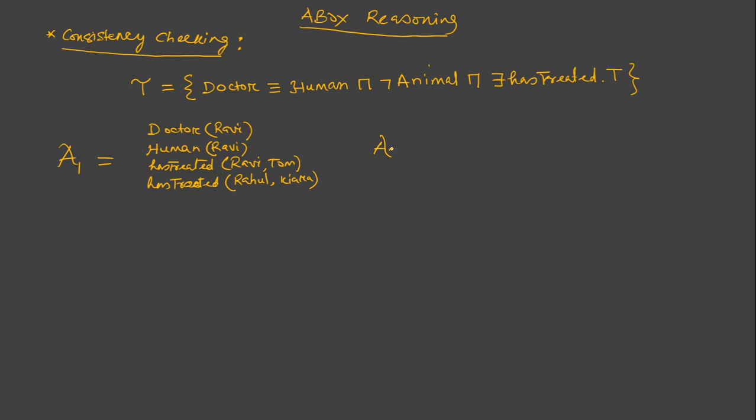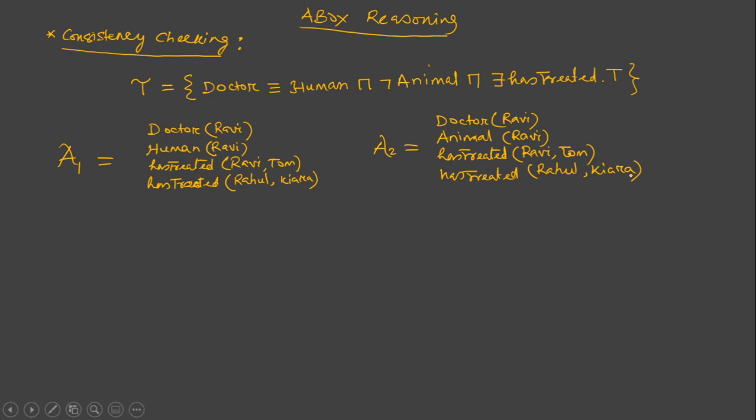We have another A box, which is A box 2, and it contains assertions like Dr. Ravi and animal Ravi. Then we have has treated Ravi, Tom, and has treated Rahul here.